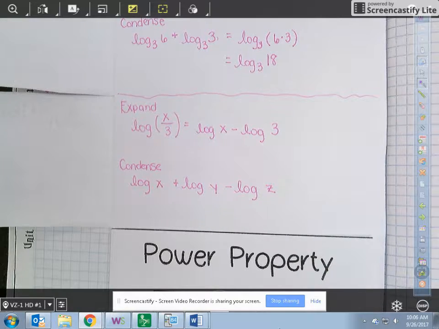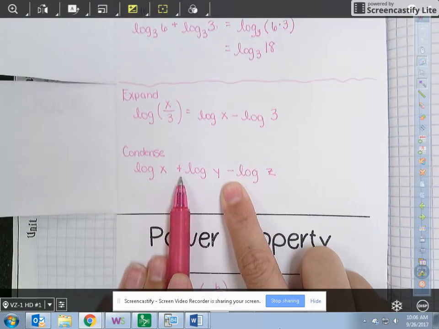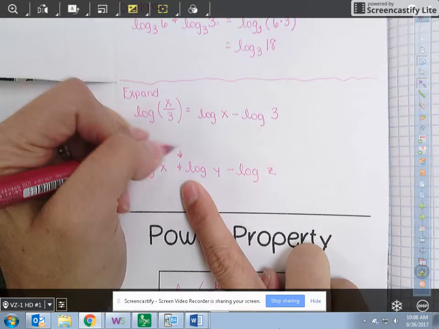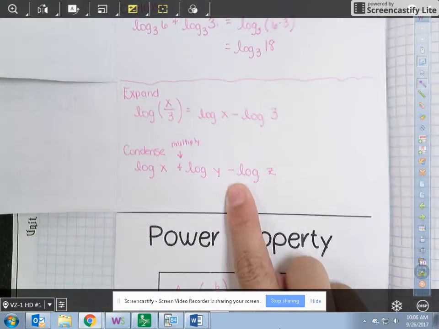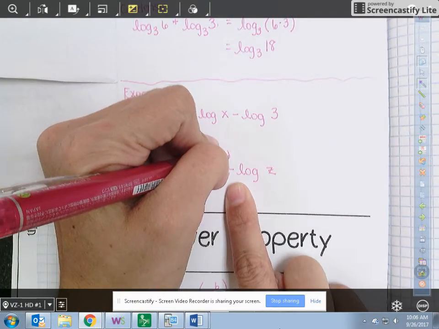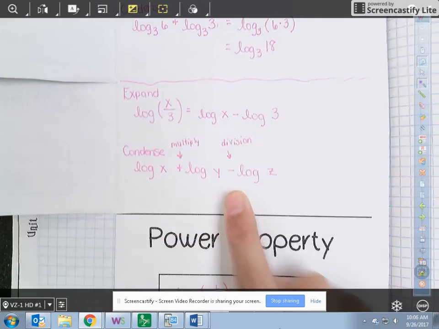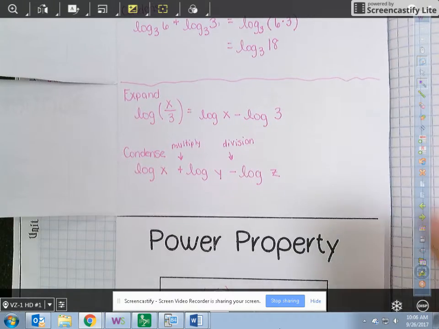There's 3 logs, and I'm trying to condense to 1. What else do you notice? Okay, so addition means what? That's going to be multiply for a logarithm. Subtraction is going to be division. Some of you are going to be able to see this all in one step. That's cool. I'm going to do it in 2 for our notes so that we understand.